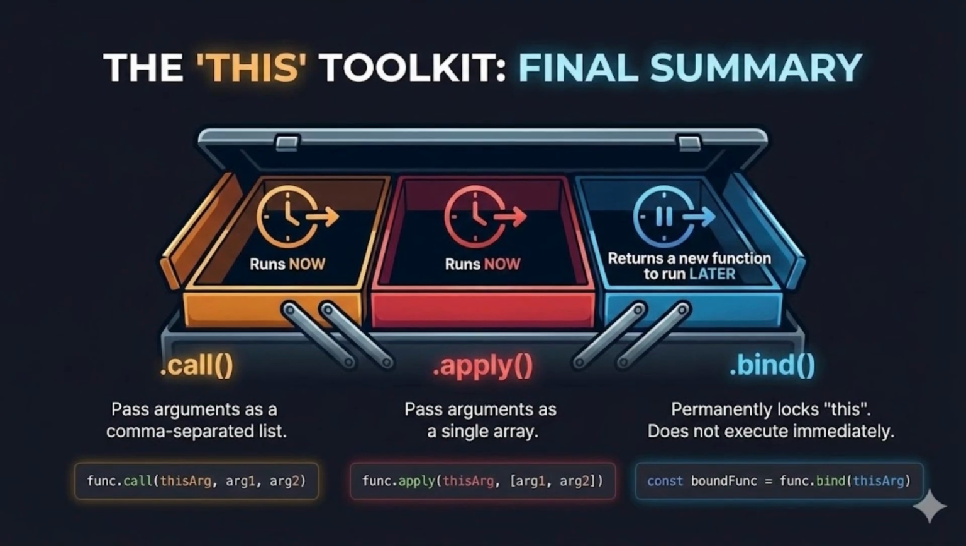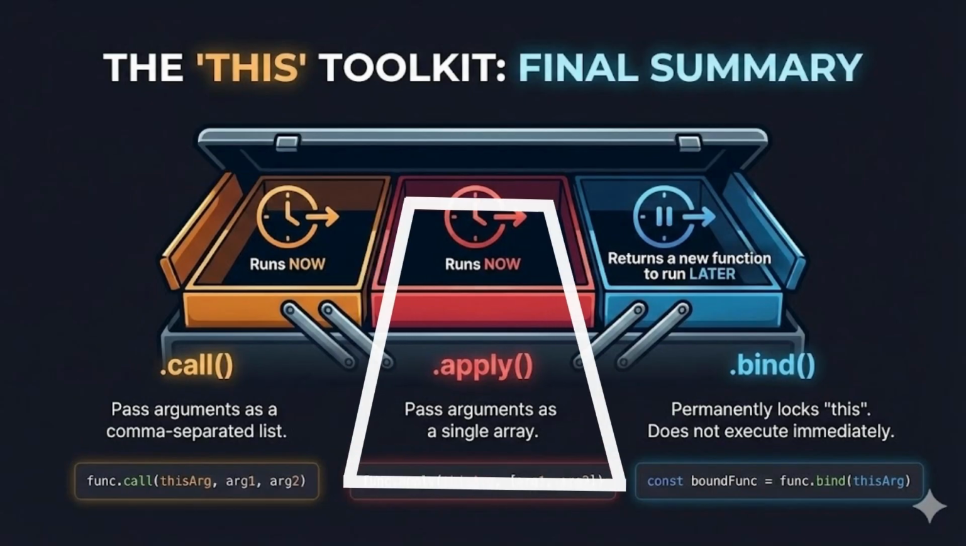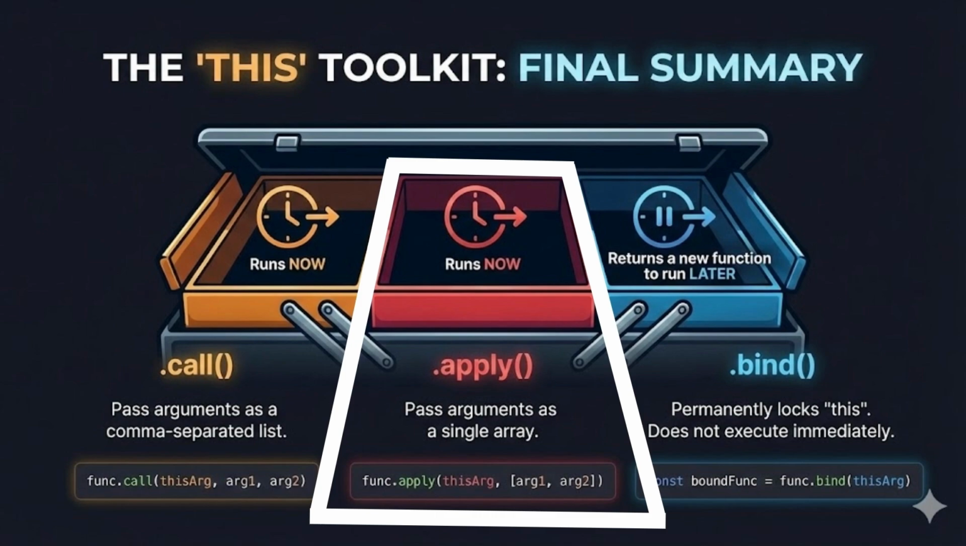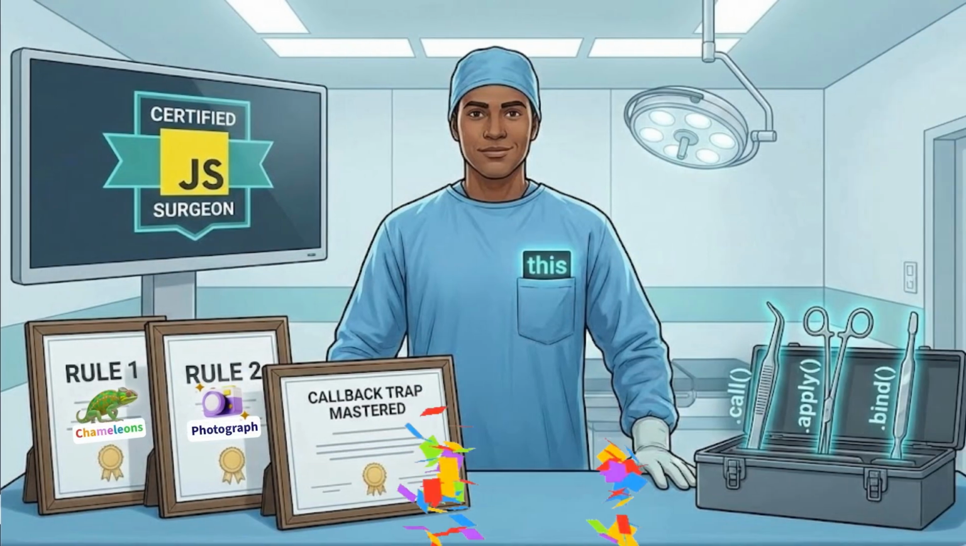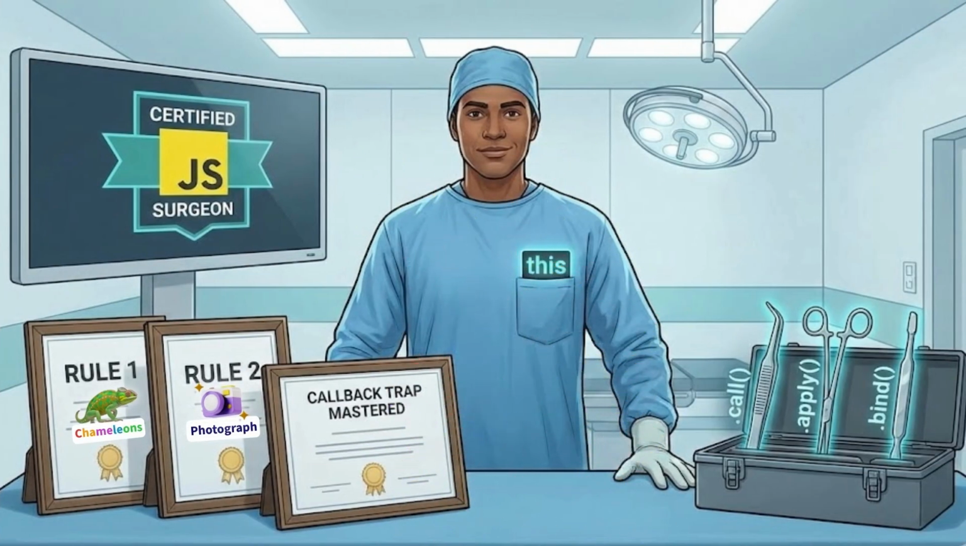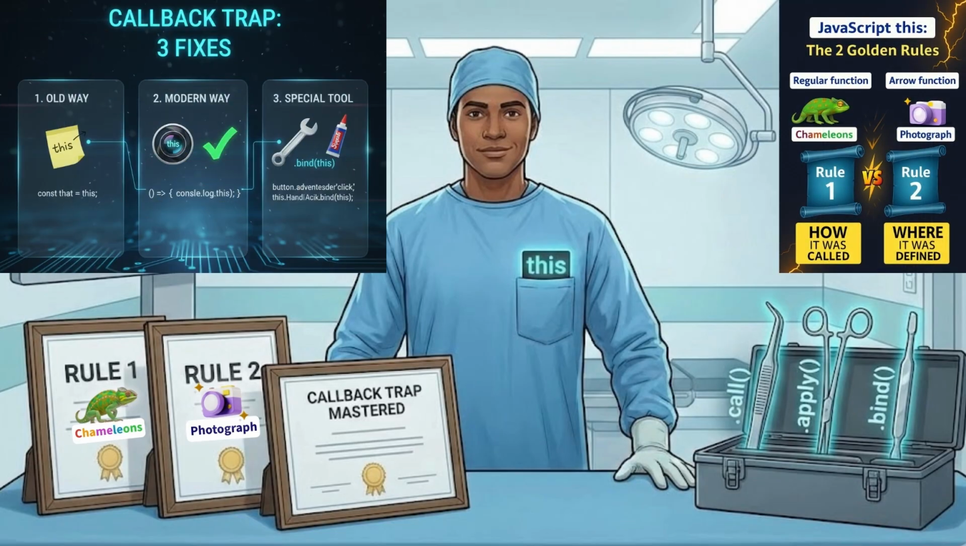And that's your complete toolkit. .call runs the function now, passing the arguments as a comma-separated list. .apply runs the function now, passing all arguments in a single array. .bind returns a new function to run it later. You are now a this surgeon. You understand the two core rules. You have mastered the callback trap, and now you have the special tools to handle any advanced cases.